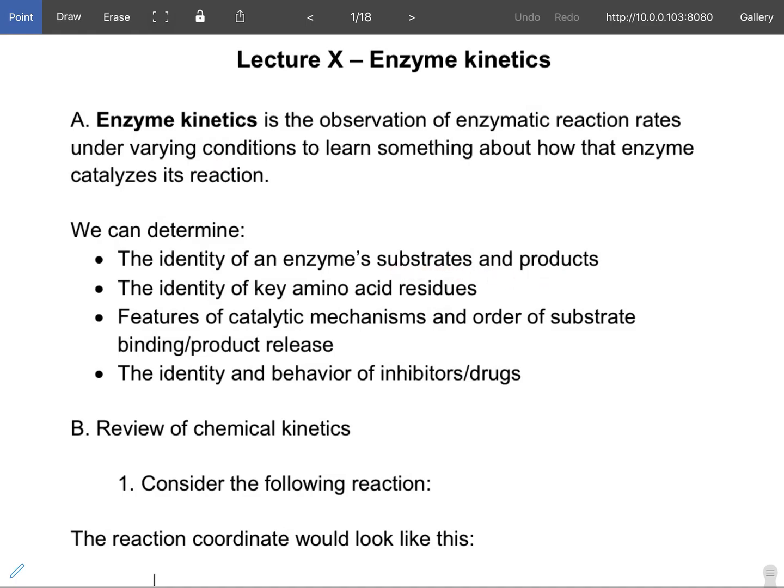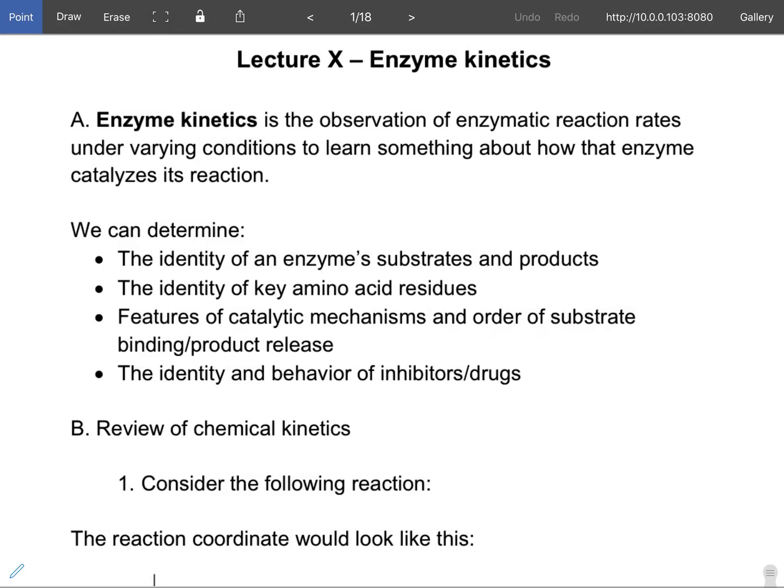enzyme. We can identify key amino acid residues that are involved in binding and catalysis. And we can understand things about the catalytic mechanism, even things like what's the transition state look like. And we can look at the order of substrate binding and product release. And so if you remember, we talked about ping pong mechanisms and sequential mechanisms and all those things. It's kinetics that enables us to make those determinations.